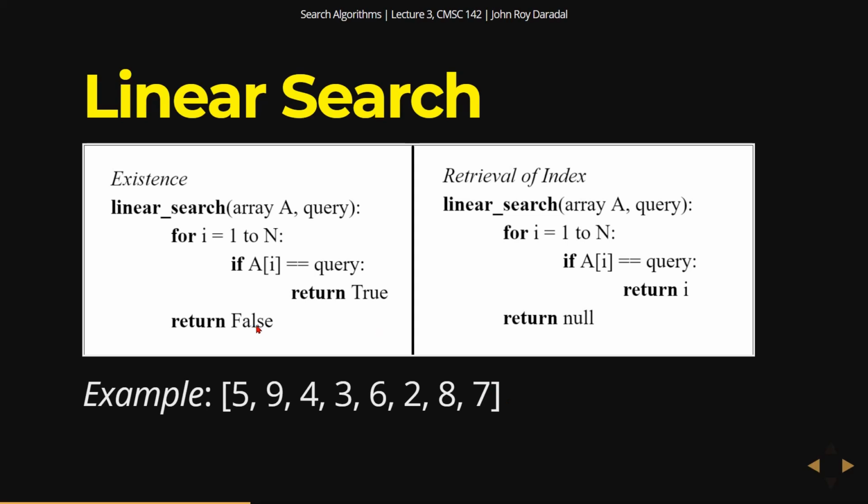So we'll return false, it does not exist, or null if we want to return the index. Okay, so 1 does not exist. So we've reached all the way to the end of the collection and found out that, well, it's not there. Okay, so that's linear search.